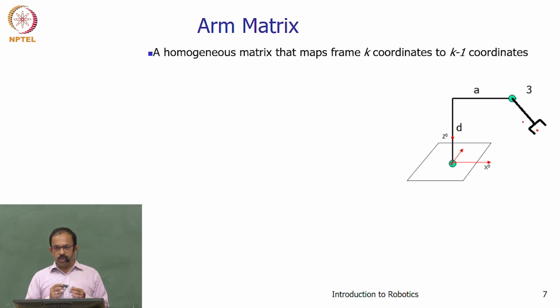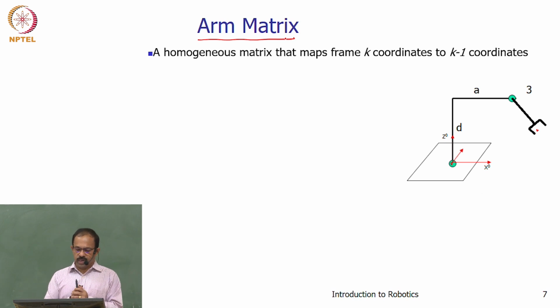So how do we use the DH parameters, and how, using them, do we develop a matrix called the ARM matrix to map the coordinate frames, and then use these coordinate frames to get the forward kinematics relationship? That is the question that we are trying to address.